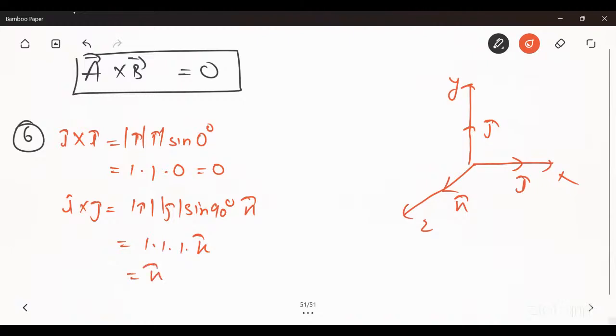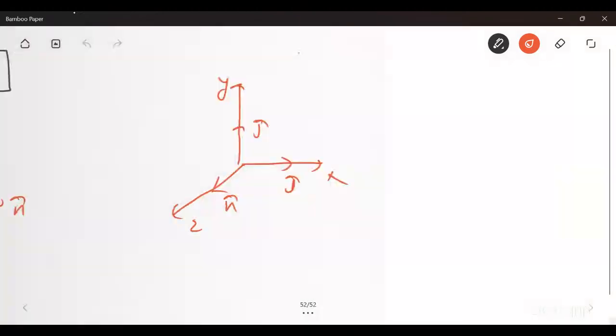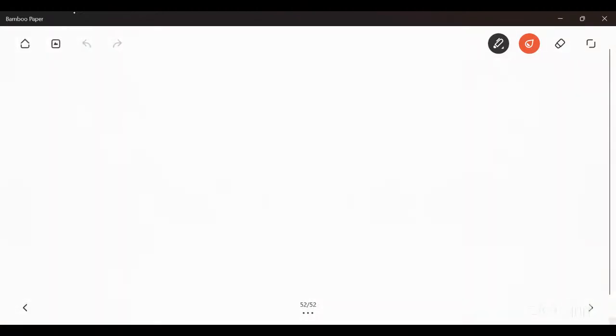Similarly, if you multiply j with k, you will get i cap. So on solving, i cross i is 0, i cross j is k, i cross k is minus j.